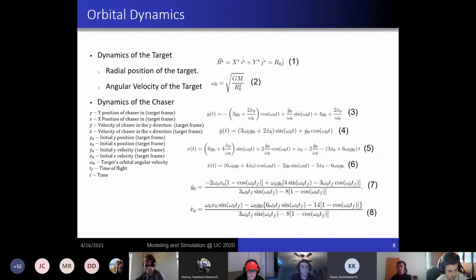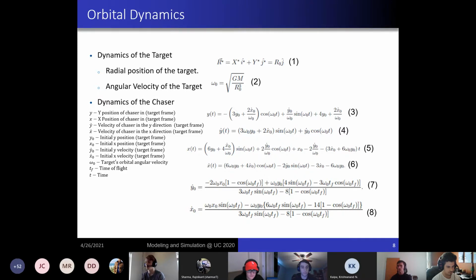So just to explain some of the dynamics involved in this problem. Equation 1 is just talking about the position of the satellite, which is orbiting at a constant angular velocity, which is defined by equation 2. And it's from the inertial frame, which is the center being the Earth. But the position of the chaser is modeled with the non-inertial frame, which is actually the center being the target. And so the complexity of these equations is a little bit more than the target.